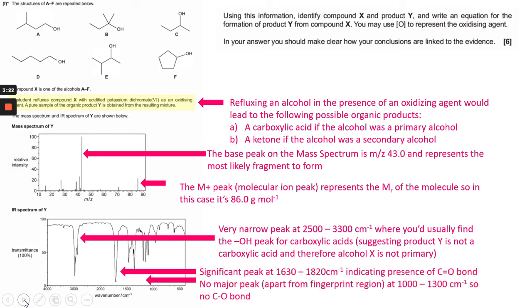The significant peak at 1,630 to 1,820 centimeters^-1 shows us that there's the presence of a C=O bond, which again goes with the possibility of Y being a ketone. There's no major peak at 1,000 to 1,300 centimeters^-1 if we discount the fingerprint region, so that means there's no C-O either. Again, that points very strongly to a ketone.